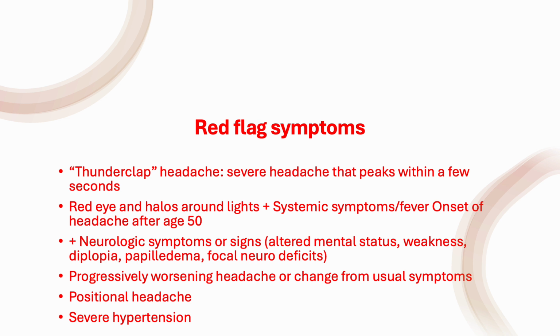Some folks may present with red eyes and halos around lights, which could be an indication of something like glaucoma. If they have systemic symptoms from like an infection. Any headaches that are a new type of headache in an individual that's over the age of 50 would be concerning. Any neurologic symptoms that come along with a headache should be considered high risk for a condition that's going to cause the patient immediate harm and may require them to get evacuated or at least further evaluated at a higher level of care. Progressively worsening headaches are changing from their usual symptoms.